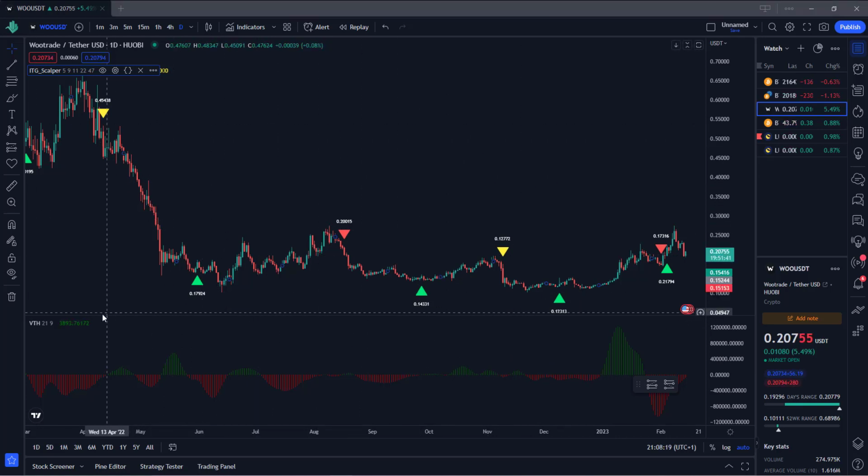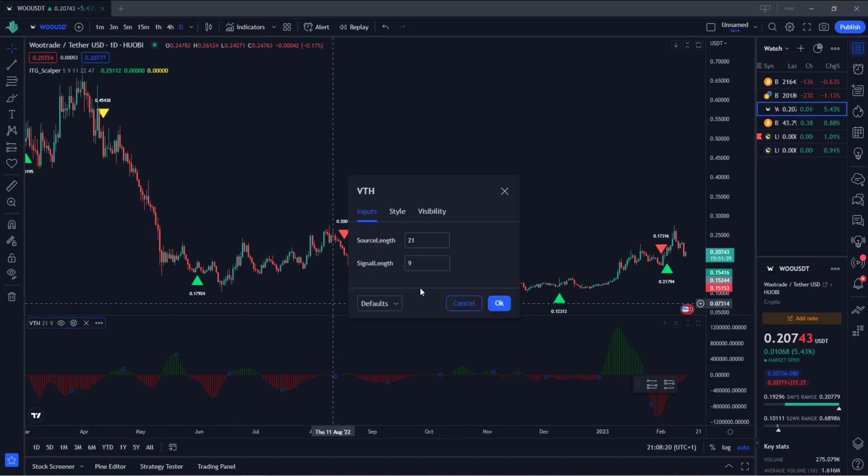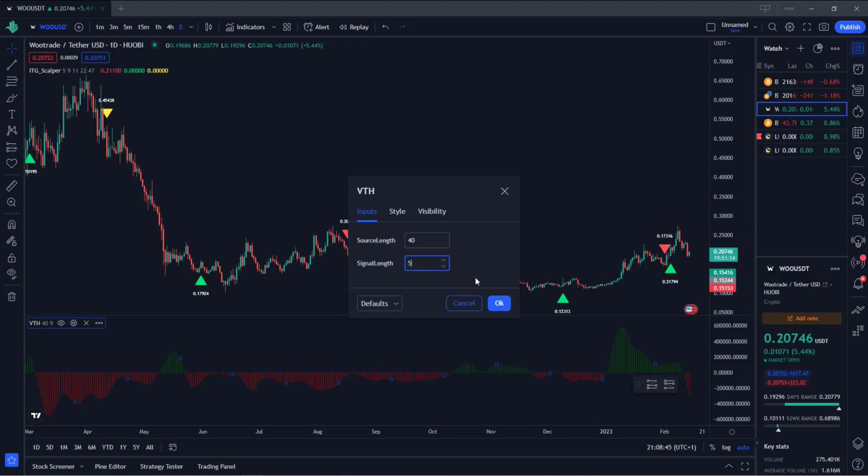For the FTH, we're going to adjust also some settings. In the inputs, the source length is going to be 40. And the signal length is going to be 5.